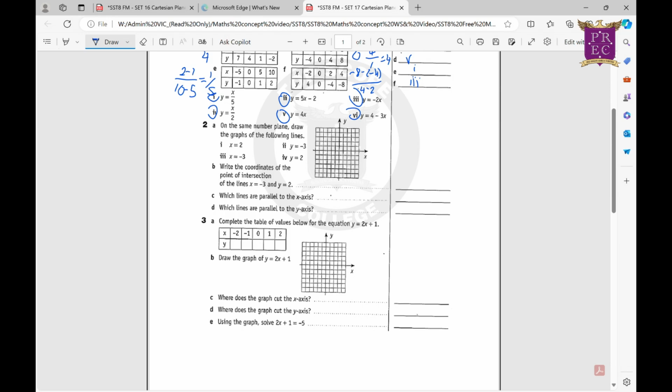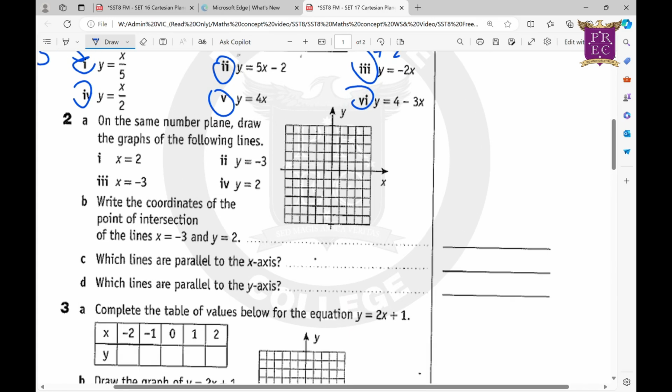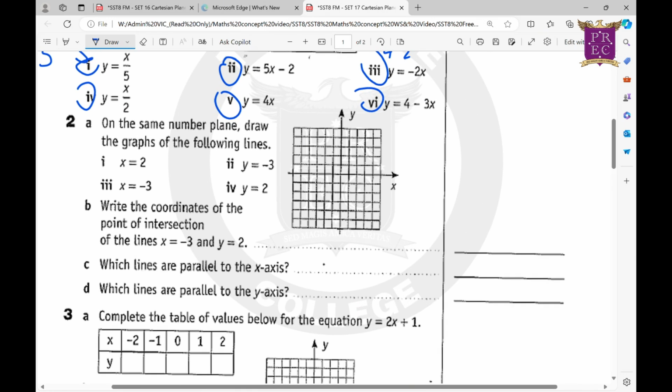Alrighty, next one. On the same number plane, draw the graphs. Okay, I'm just going to zoom in so that I can draw it properly. First one, x is equal to 2. So we start from here.